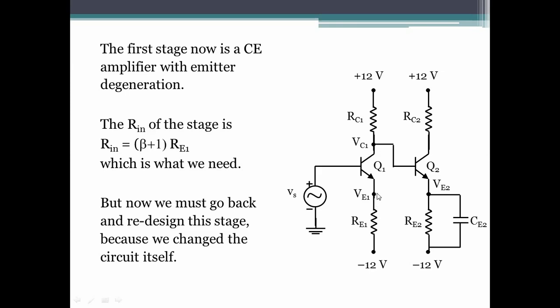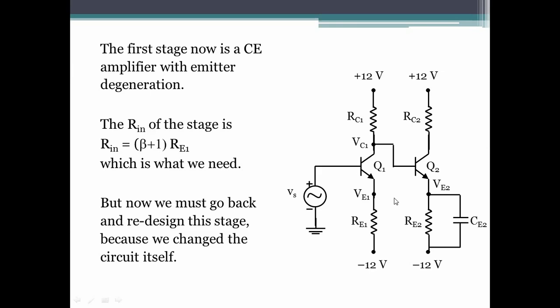Alright, so this is what we have to do. Note that in this circuit, the input resistance is now (1 plus beta) times Re1. Because nothing is connected to the emitter, the input resistance stays (1 plus beta) times Re1, and that we can make 2 megaohms. This is not affected by the first stage being connected to the second stage.